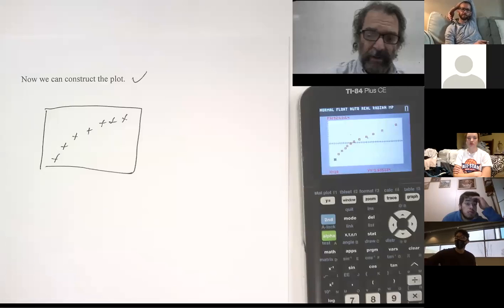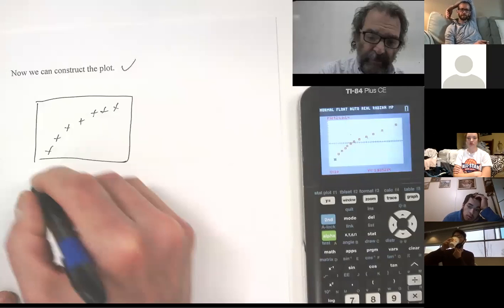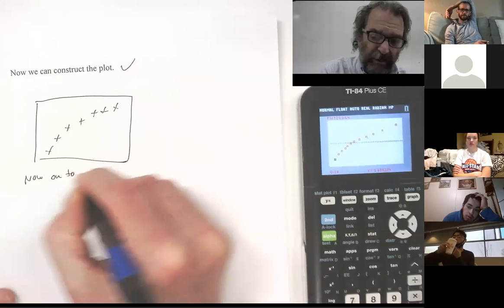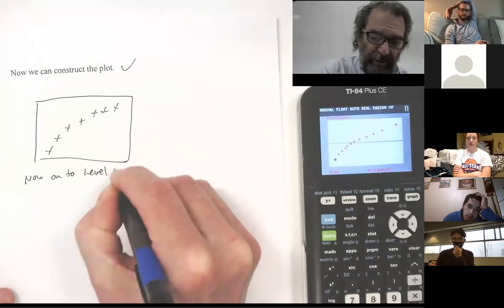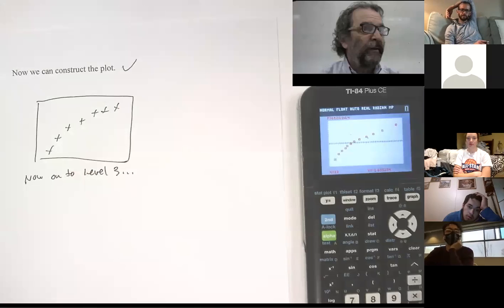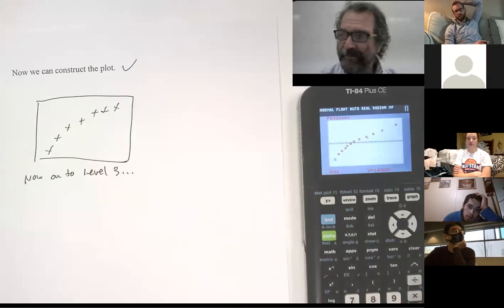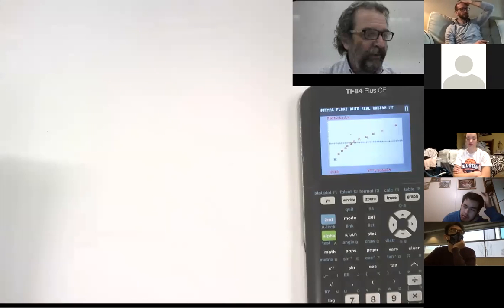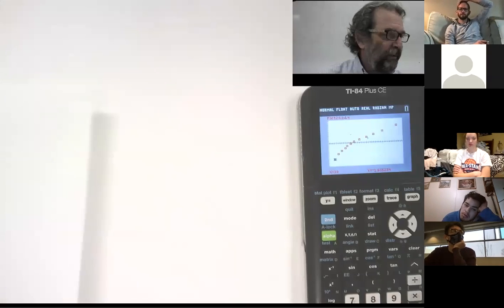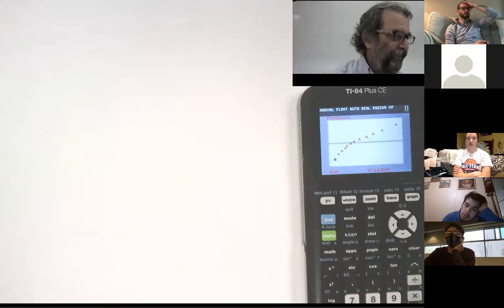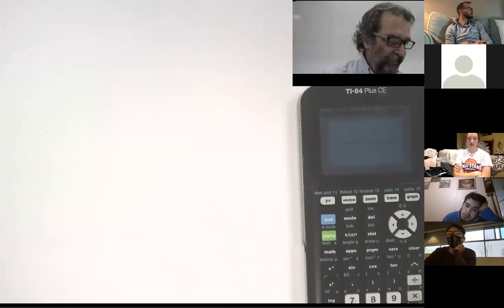Okay, so now on to level 3. We passed level 1 and level 2. Here comes level 3. What was level 1? Level 1 was making a probability plot in the calculator without doing any work. Level 2 was using the actual technique of creating the percentiles and finding the z-values and plotting those, which is what the calculator is doing.